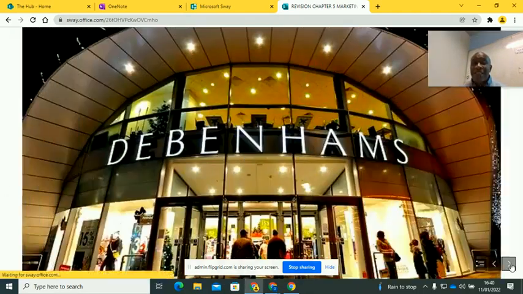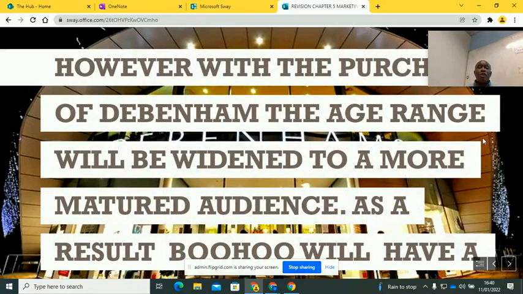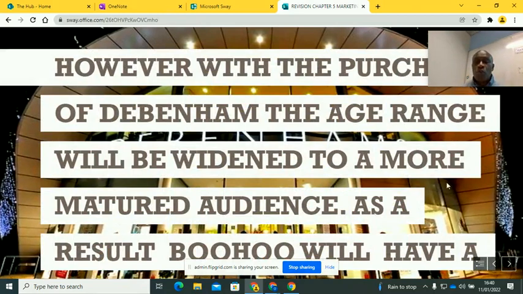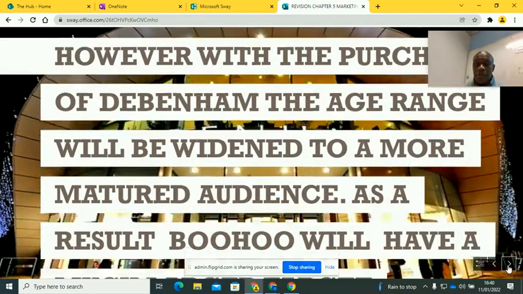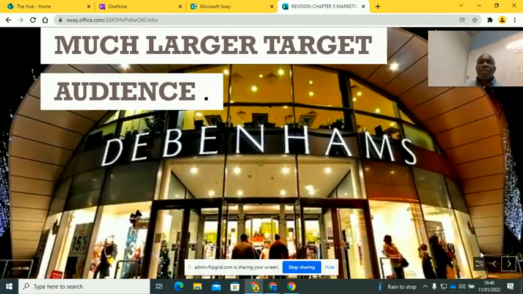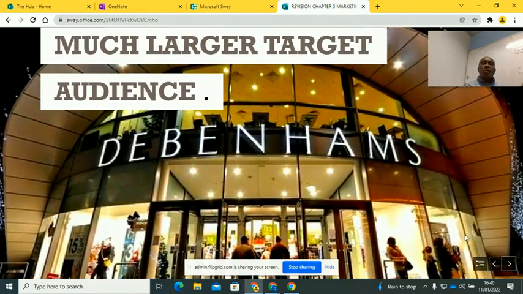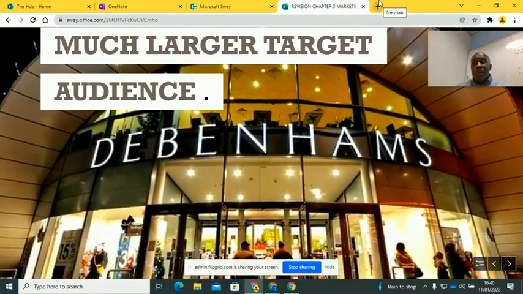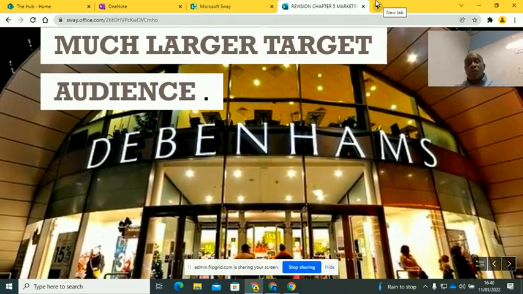Now they've slightly changed because they've purchased Debenhams. So the age range will be widened to a more mature audience as well. So Boohoo will have a much larger target audience, not just 16 to 24, but also much older, maybe in the late 40s or 50s as well.